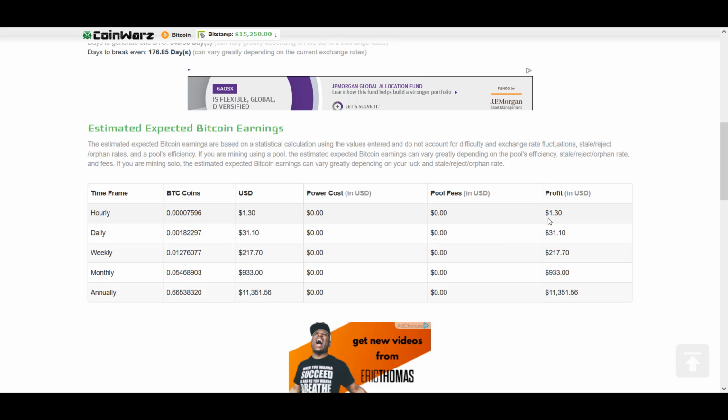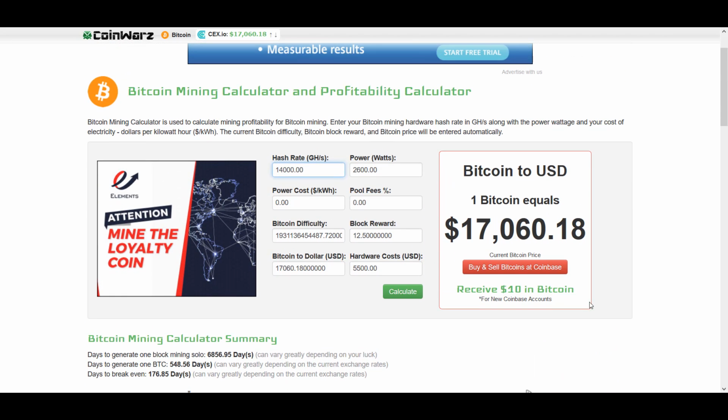and then you'd be earning about $1.30 an hour, $31.10 per day. This is what you would earn weekly. Of course, this isn't counting your pool fees, which would come out of that. About $11,000 a year. Again, your pool fees would come out of it. So that's how you could calculate it, for example, if you were using hardware.